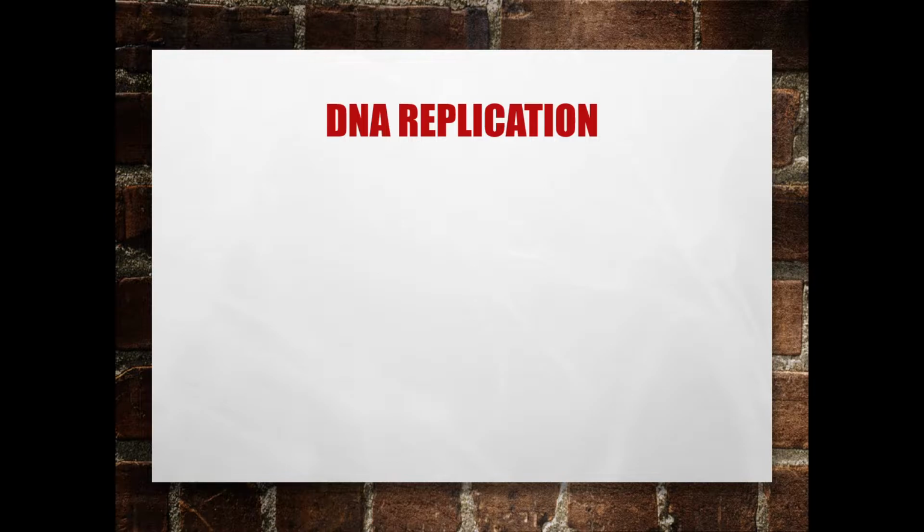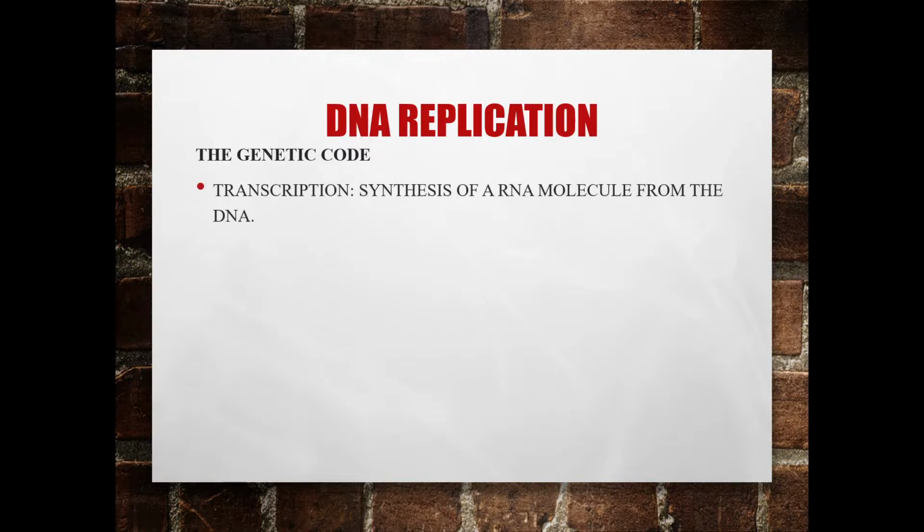So, we're going to start talking a little bit about DNA replication, of course relating it to the genetic code. So, we have one word which is very important, which is transcription, which is the synthesis of a RNA molecule from the DNA. So basically what RNA does is that it is going to copy information from the DNA that is in the nucleus. So once the RNA copied the information from the DNA in the nucleus, it is going to go out and it is going to enter the cytoplasm.